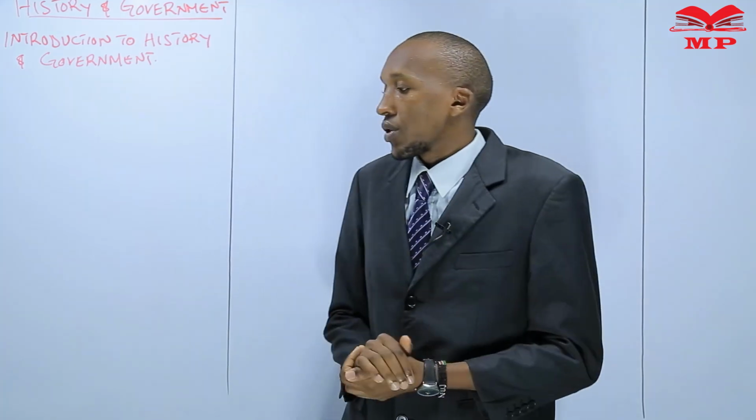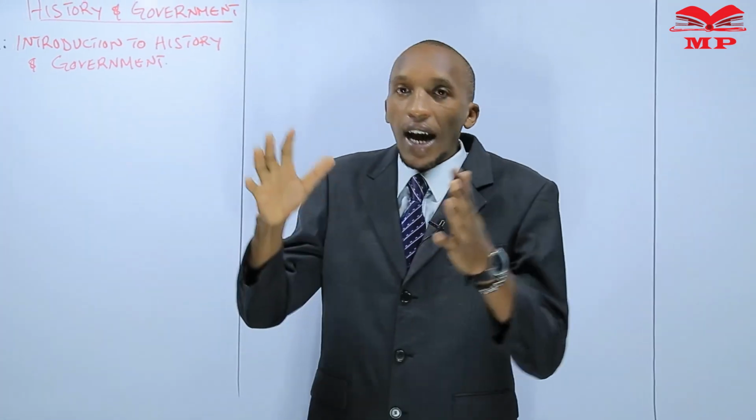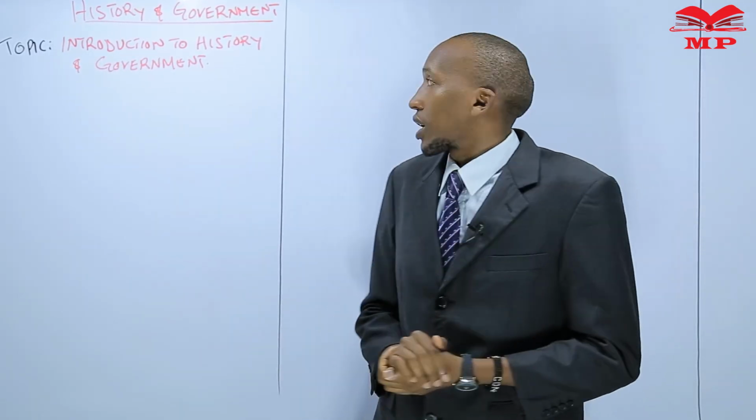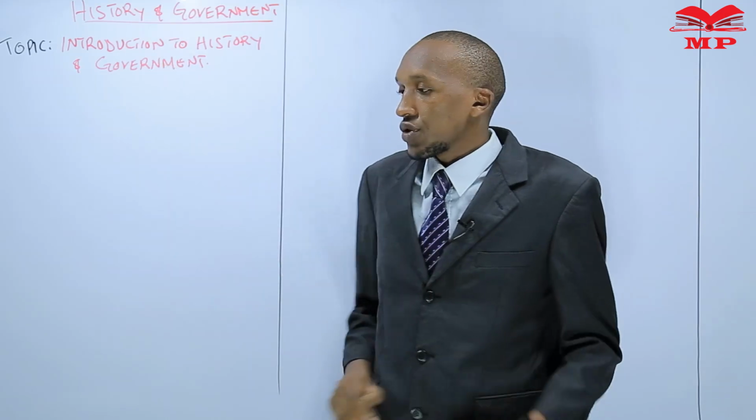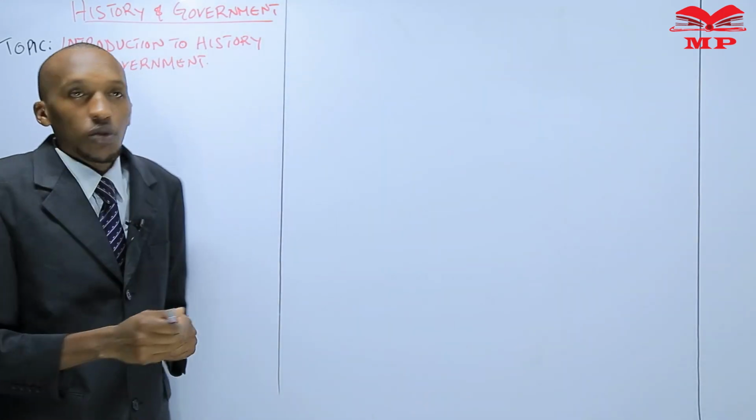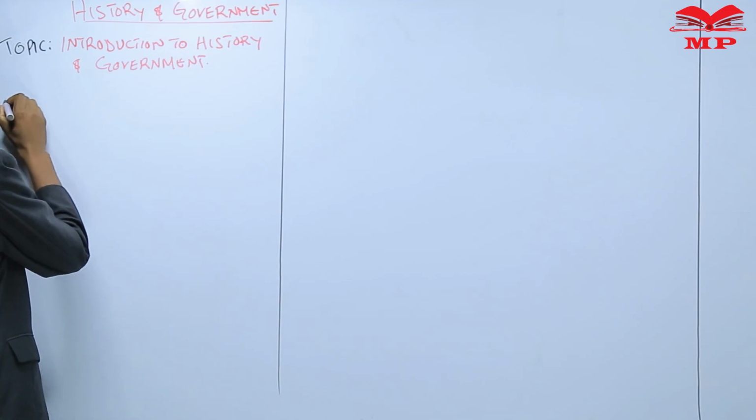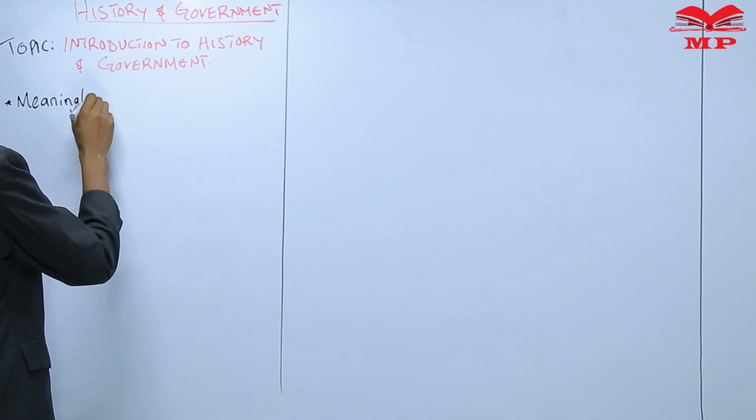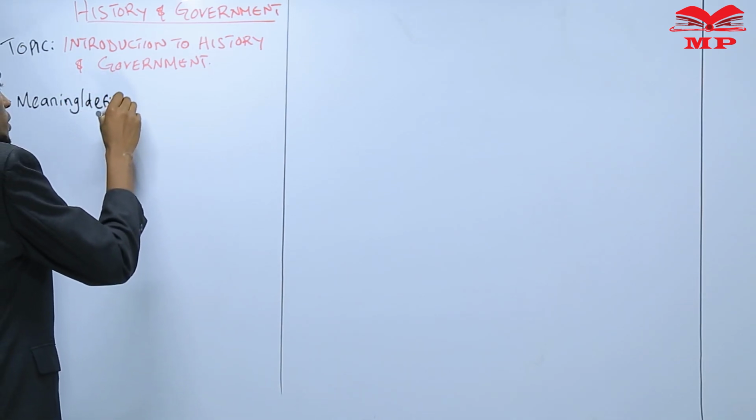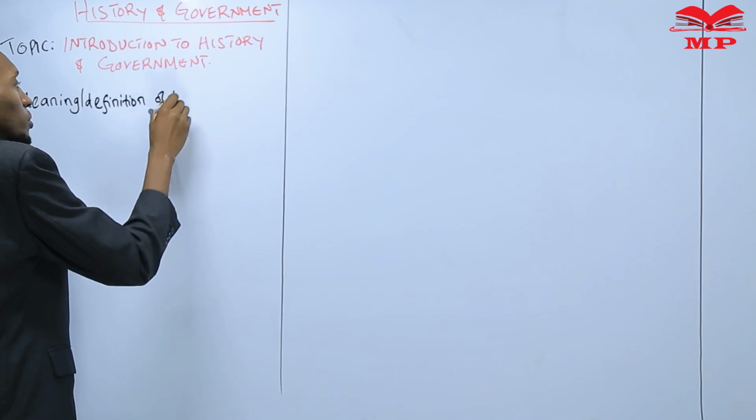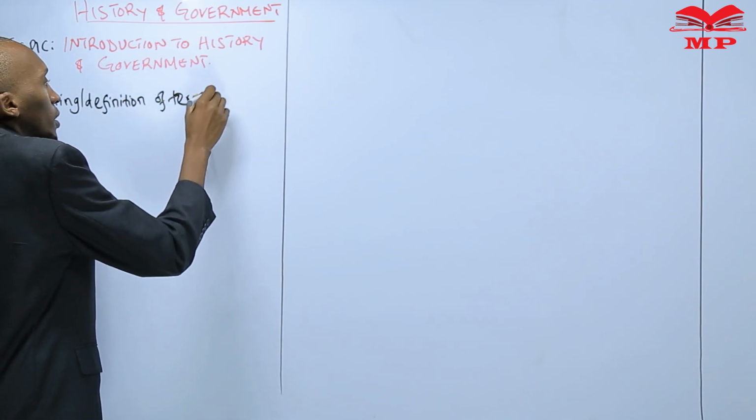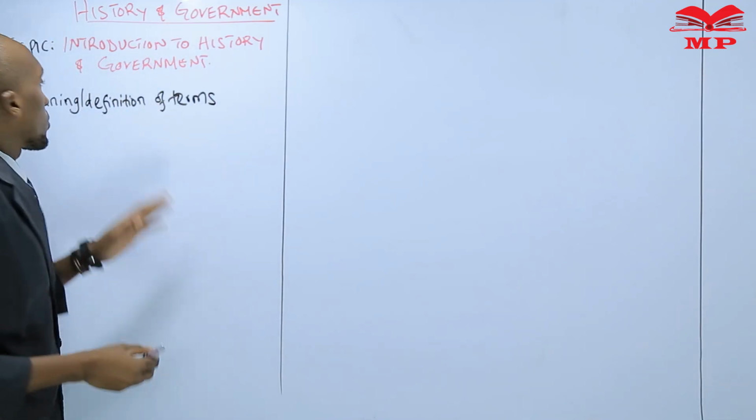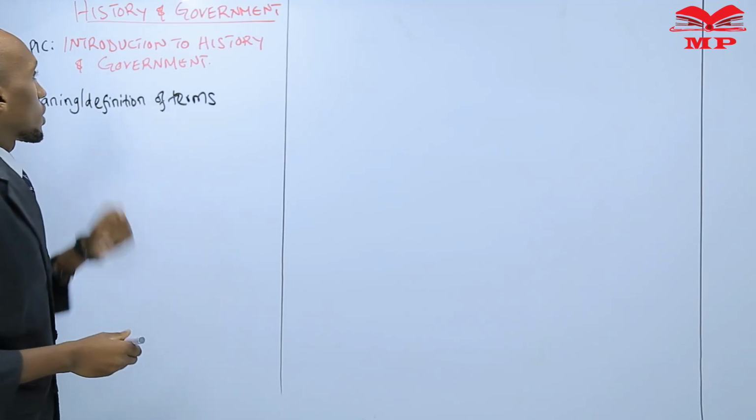So before we go to every other thing, I want us to look at an outline, just an overview of what we are going to be looking at when we talk about introduction to history and government. So the first thing that we are going to look at is the meaning or definition. Definition of terms. And what terms are we talking about? We are talking about history and government. So we are going to define what is history. We are also going to define what is government.